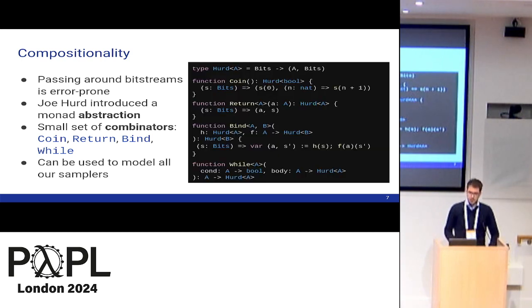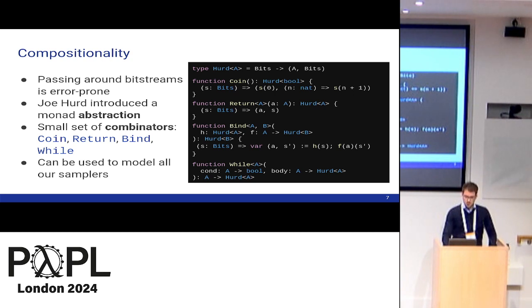So in code, it looks like this. The Hurd type, Hurd monad, is a function that takes a bit stream as input and returns a value and a remaining bit stream. And the primitives that I mentioned look like this. So coin is basically the same as before, except it now uses this Hurd type. The combinator return just takes a value and deterministically returns it without touching the bit stream.